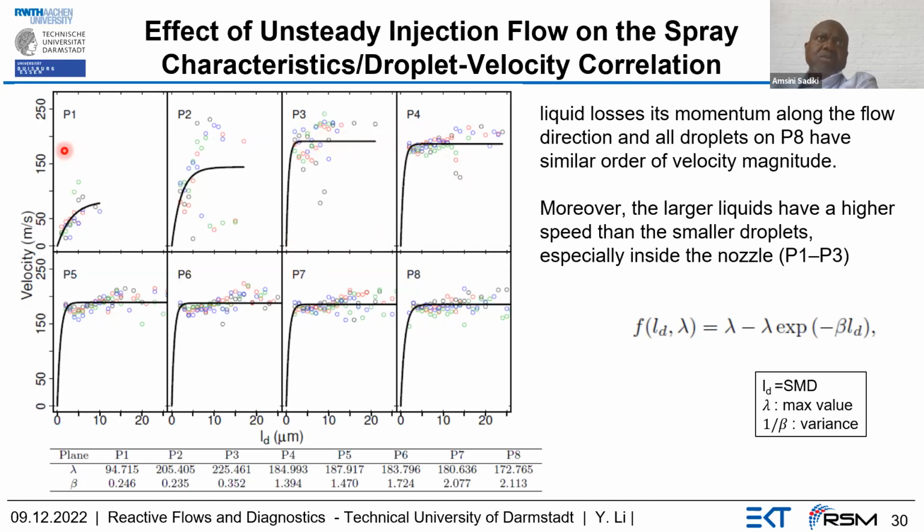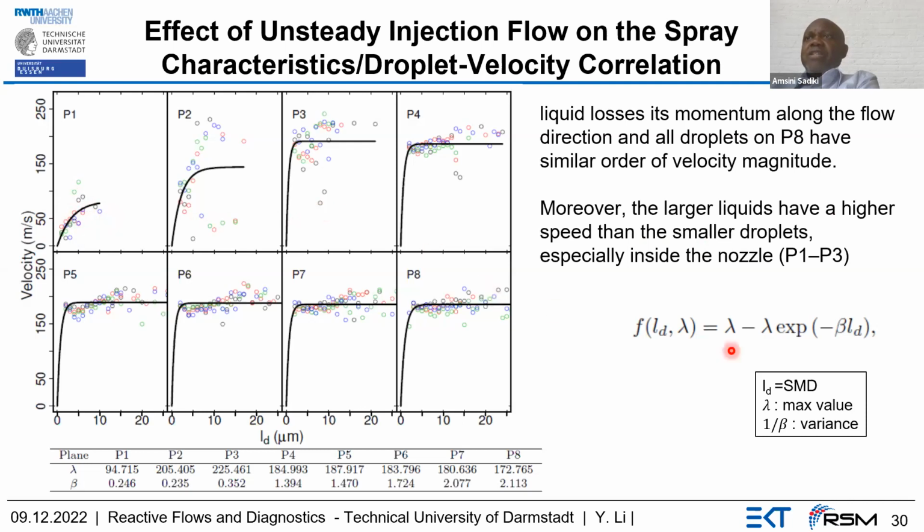Here, almost 100, we can say 200, up to this point. And here we see that almost all droplets have the same velocity. We can say this starts from P4. Here we have some deviations, but at these two points we have almost the same velocity for all droplets. We can say that the liquid loses its momentum along the flow direction, and all droplets at this position have a similar order of velocity magnitude. Larger droplets have higher speed than the small droplets, especially inside this domain, P1 to P3.